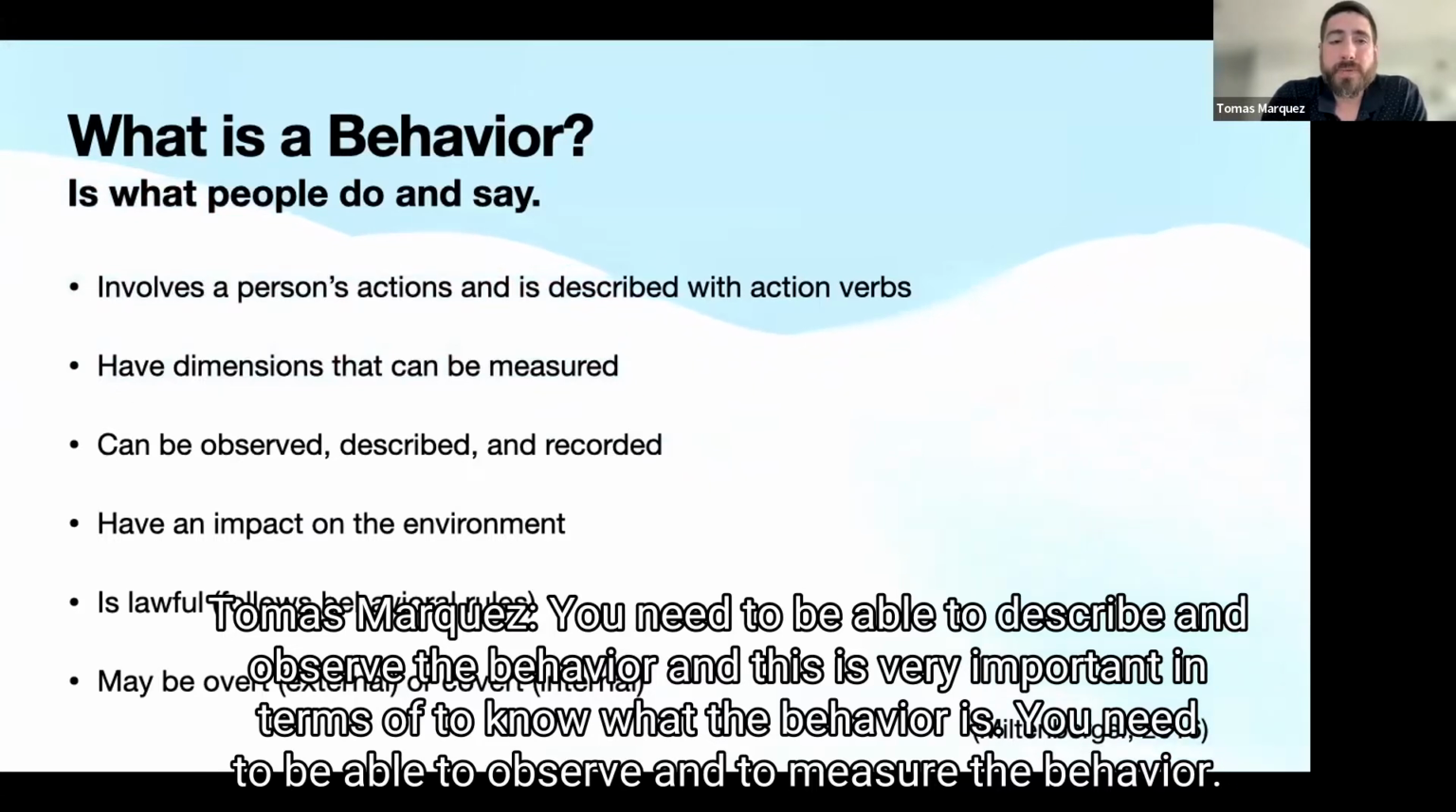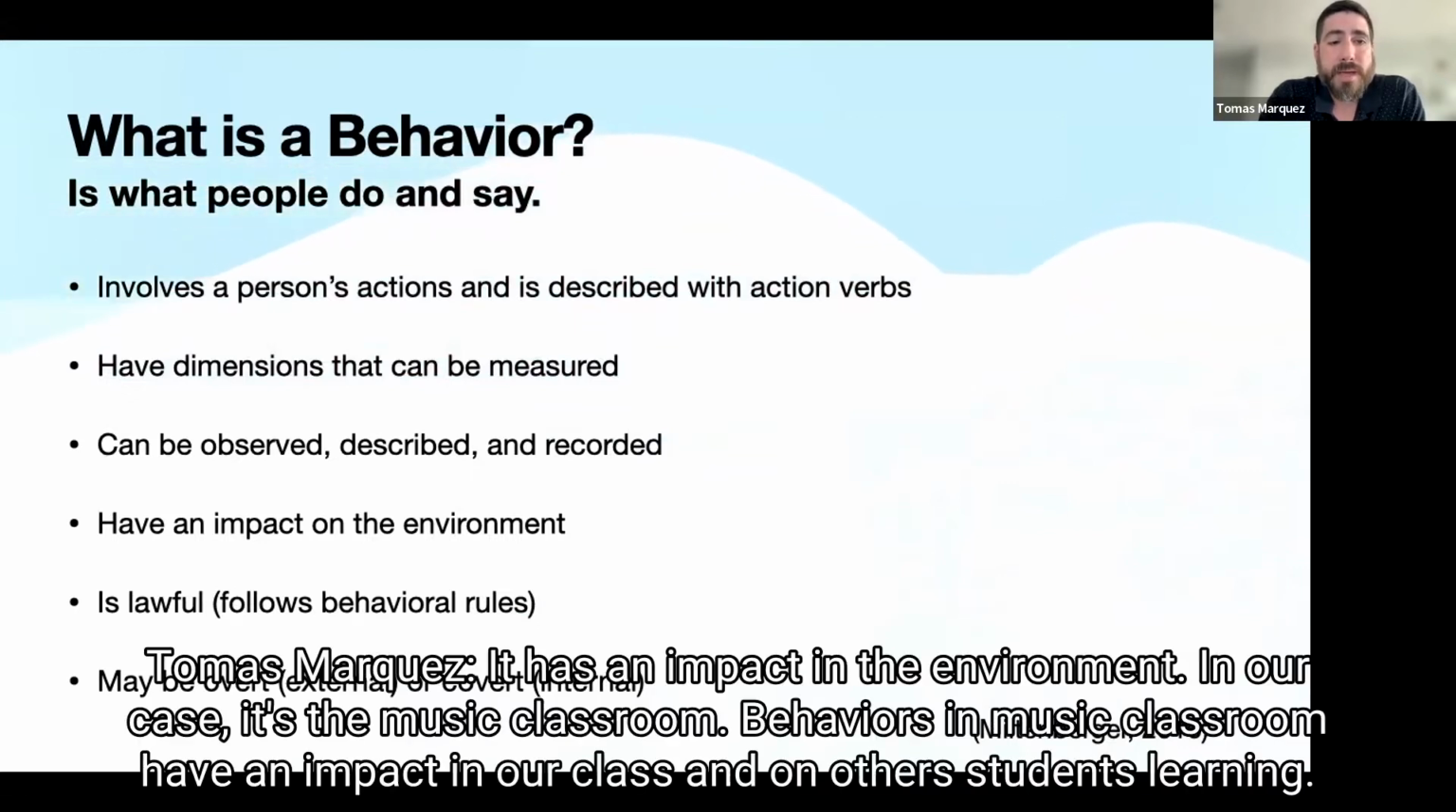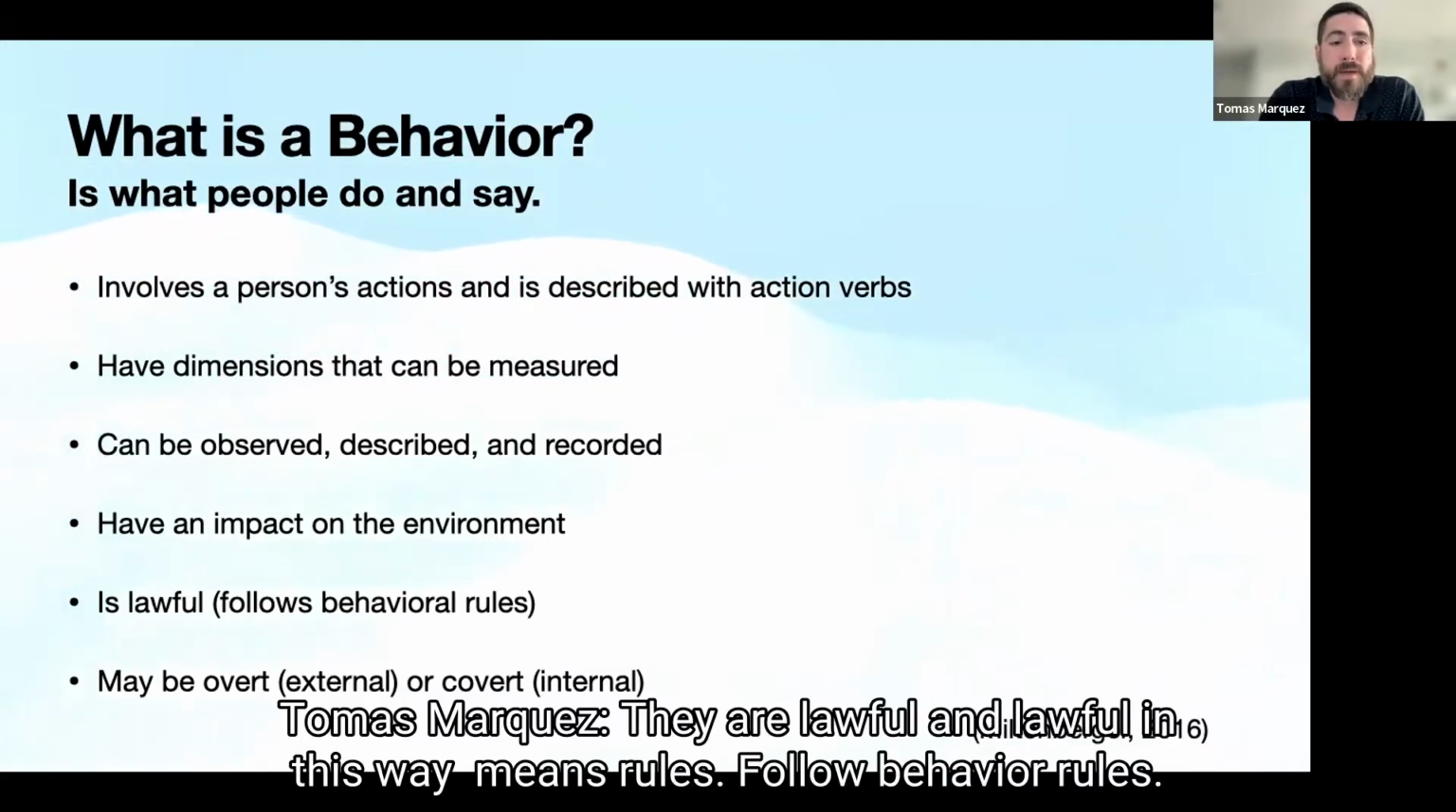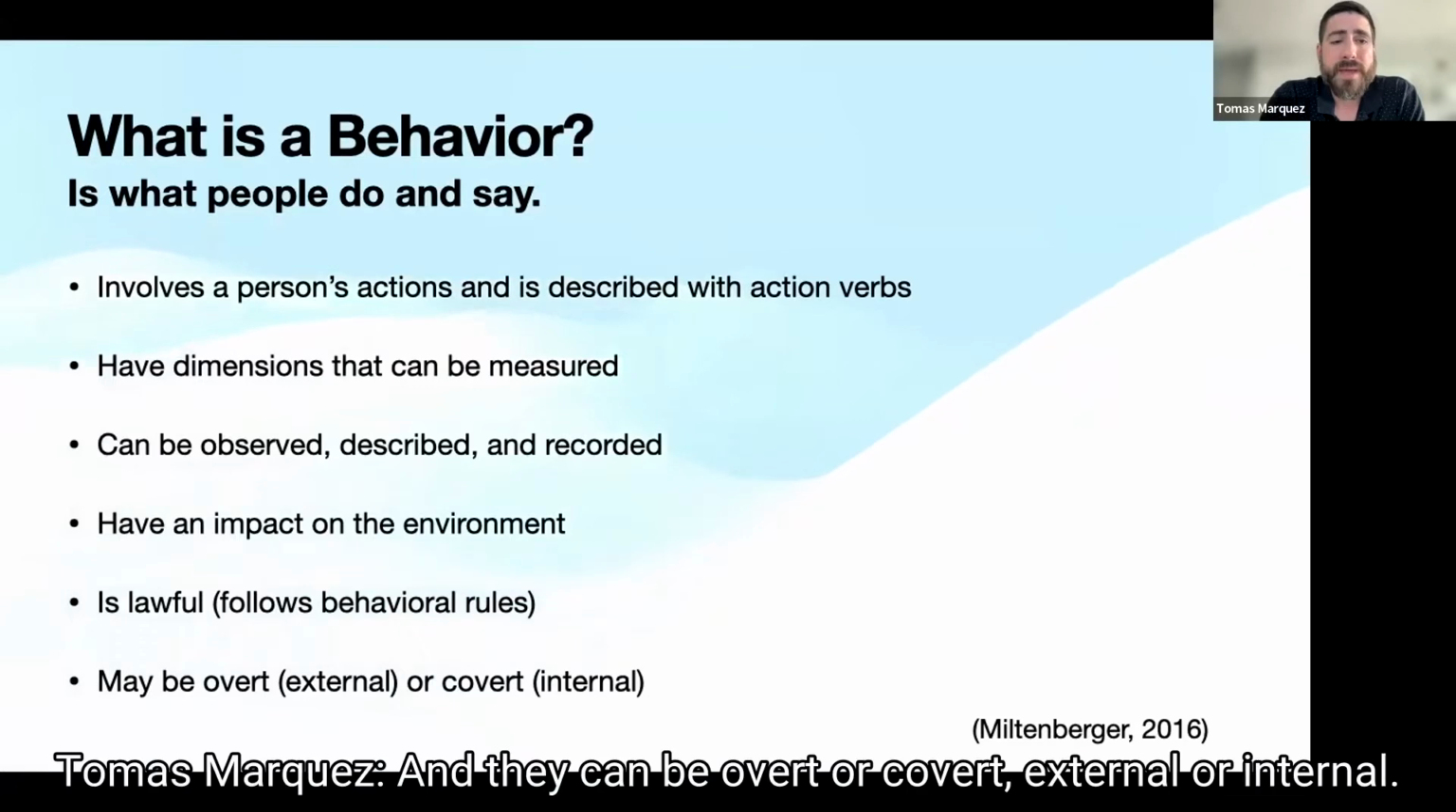And this is very important in terms to know what a behavior is. You need to be able to observe and to measure the behavior. It has an impact in the environment. In our case, it is the music classroom. Behaviors in a music classroom have an impact in our class and on other students' learning. They are lawful, and lawful in this term means they follow behavioral rules. And they can be overt or covert, external or internal.